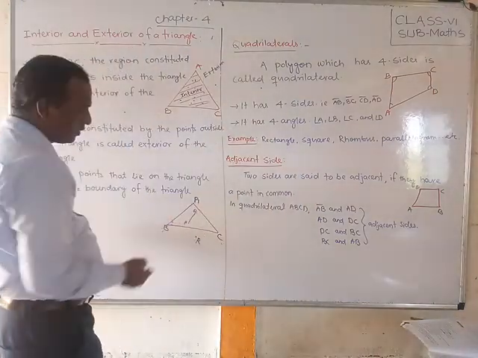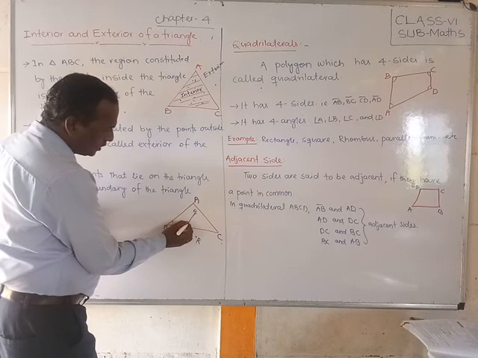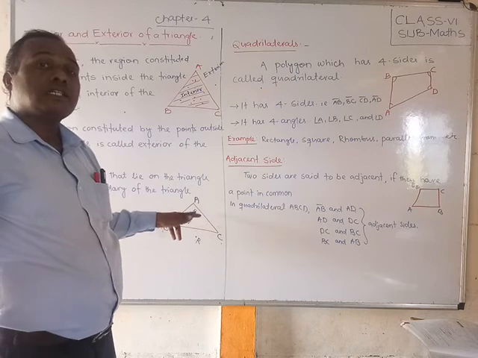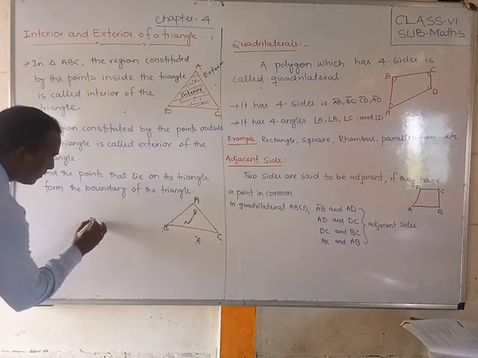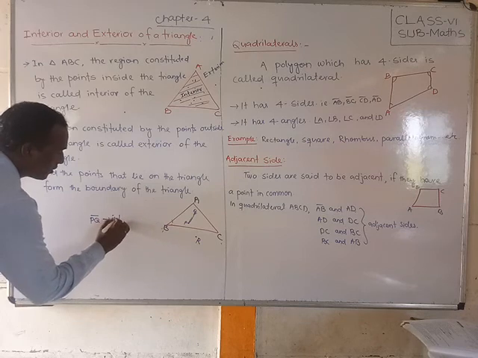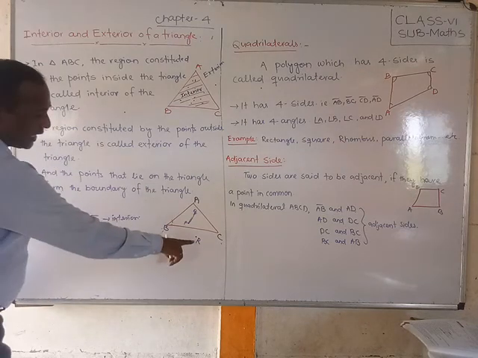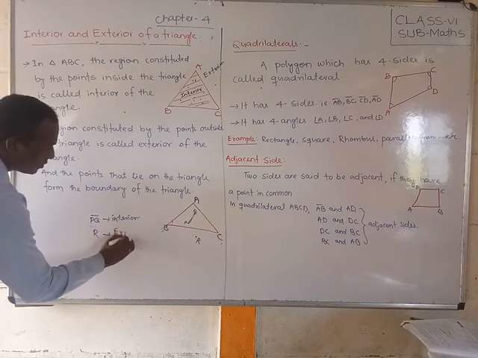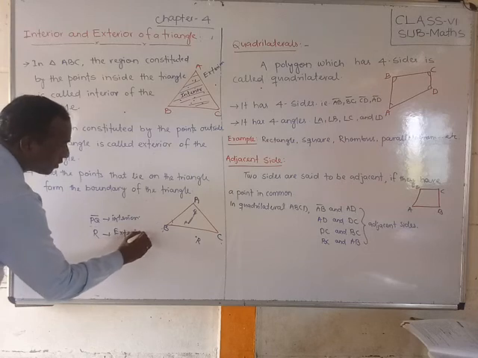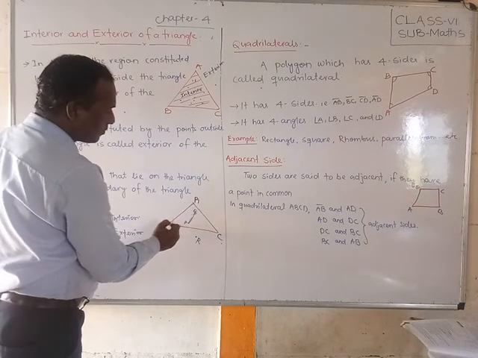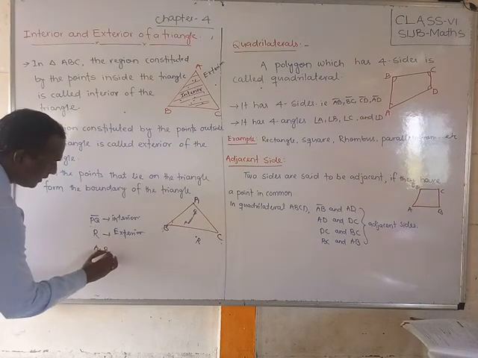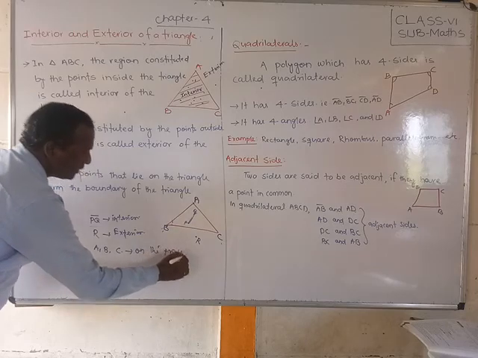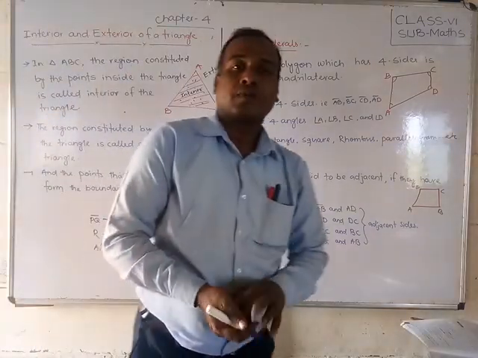See the observations I have given here. This is one point, this is one point, P, Q. This is one line segment I have drawn. It is interior, so we can write PQ is interior. Suppose R is exterior. But if I say A or B or C, A, B, C are on the triangle, that means on the boundary. So there are three regions we are finding.